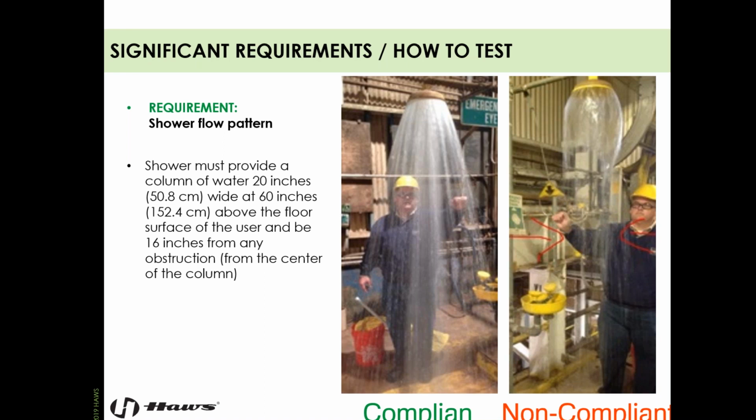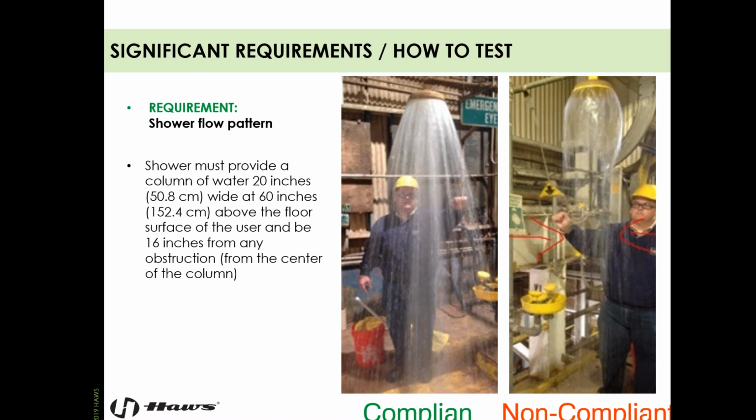The way you perform this test is that you measure 20 inches wide and 60 inches above the floor. So measure up 60 inches, find out where that point is, and then measure across 20 inches. This is, again, based on average human body measurements. 20 inches is about shoulder width. We're making sure that if you stand underneath this flow pattern, it is going to cover your body entirely.